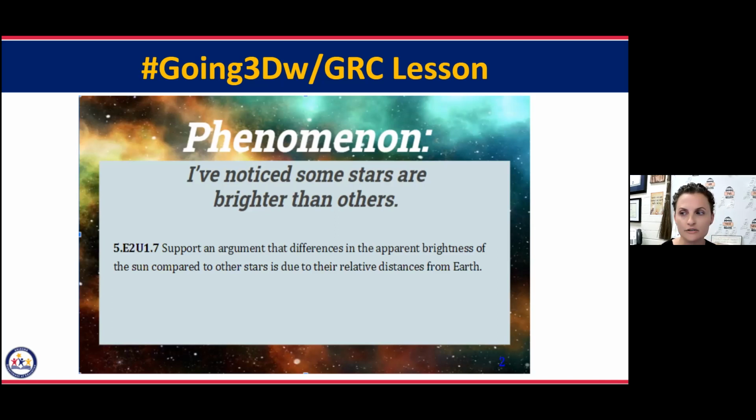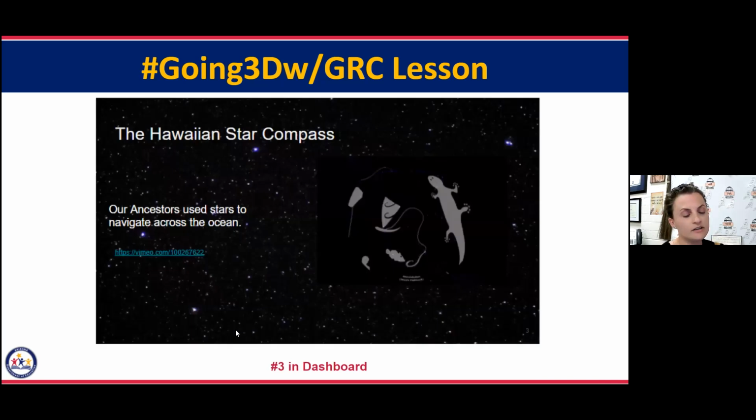This is what we want our students to be able to do based on the phenomena that we are giving them. So we are going to start off by watching a video, and this video is linked under dashboard item number 3. It's the Hawaiian Star Compass video. It is also available on the Going 3D with the GRC website. So if for some reason you bookmark that website and come back to it, but you don't have the dashboard, you are able to find it on this lesson.